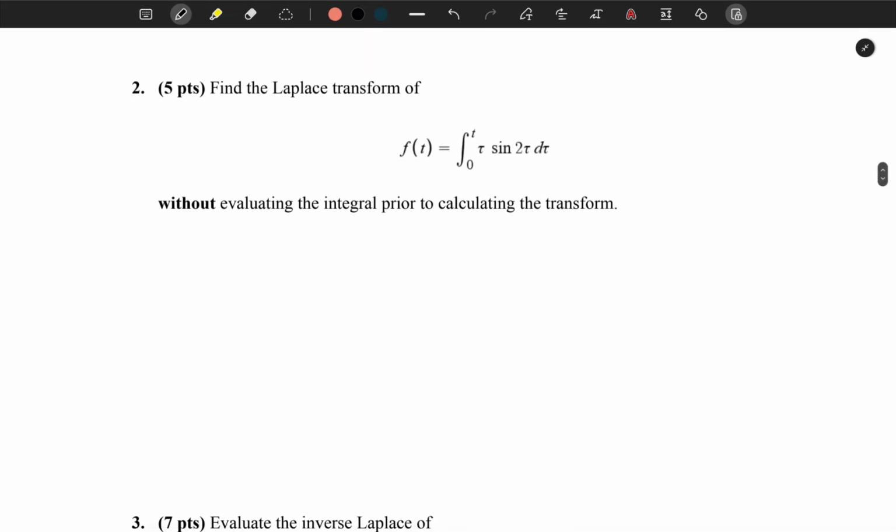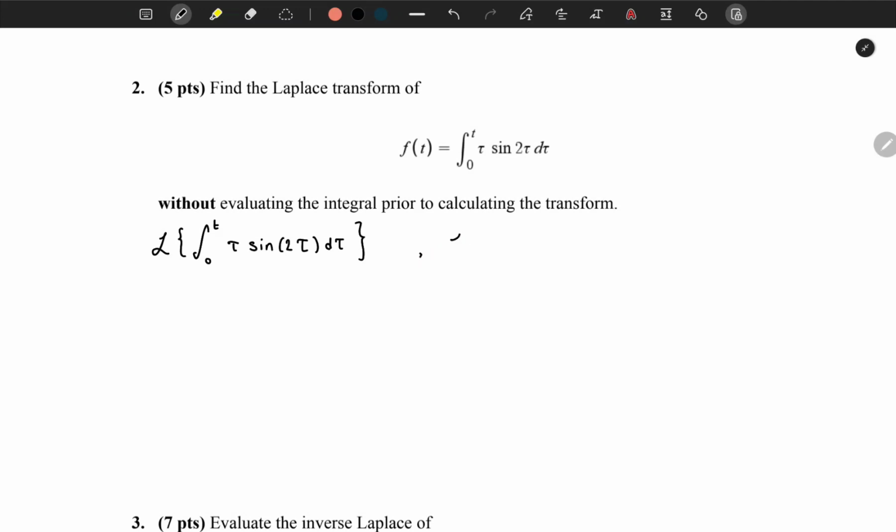Well, what is the first thing we can do? Well, we can obviously write our Laplace of the integral from 0 to t of tau sine 2 tau d tau. So this is what we are trying to find.